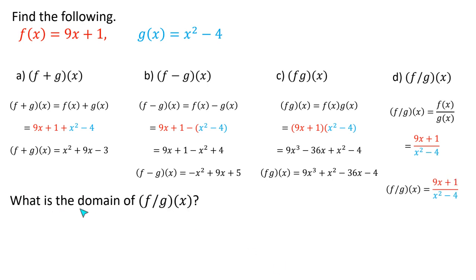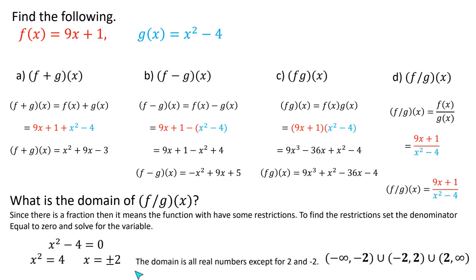And then the last question is, what is the domain of f divided by g of x? So to find the domain, you want to look at your answer here and ask yourself, is there any fractions? And we do have a fraction that has a variable. So what that means is that there's going to be some restrictions. And to find those restrictions, we set the denominator equal to 0. So x squared minus 4 equal to 0. If I add 4 on both sides, I get x squared equals 4. Take the square root, so we get x equals plus or minus 2. So the domain can be any number except for 2 or negative 2.